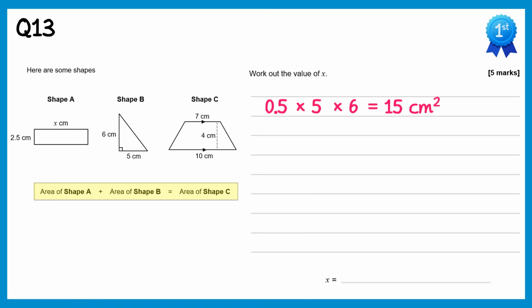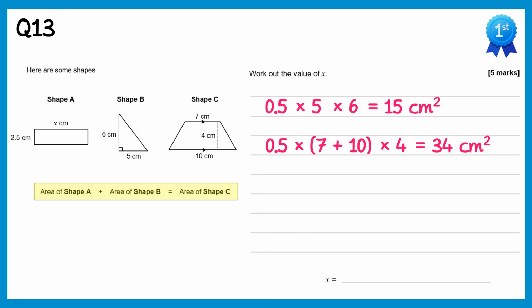Now shape C is a trapezium. You can tell that because we've got the parallel lines marked on with those arrows. For a trapezium, you need to use the formula 1/2 (A plus B) H, where A and B are the parallel lines and H is the height. So we need to do 1/2 times the sum of the parallel lines, so the parallel ones are 7 and 10, and then multiply this by the height, which is 4. I would type all of this straight into your calculator as it is there, and you'll get 34 centimetres squared.